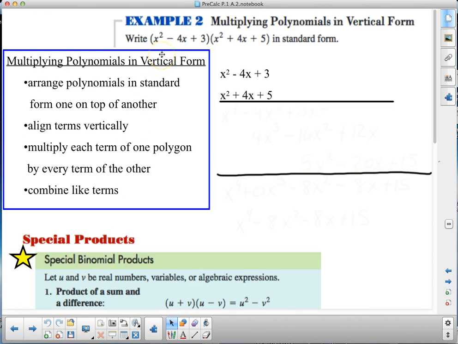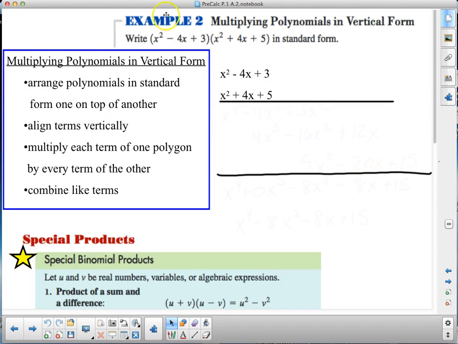Now, when we're multiplying something more than monomials together, binomials and a monomial, or two binomials, we've got to multiply. There are several methods that allow us to do this. Now, multiplying polynomials in vertical form.